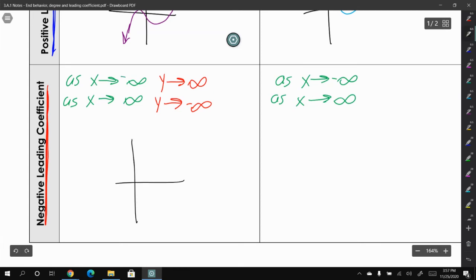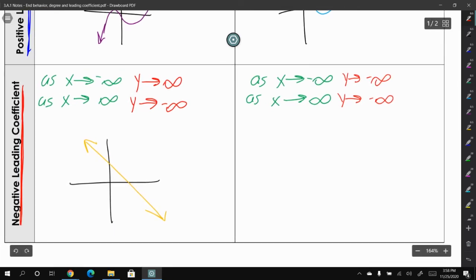So an example of that could be a line. A line has x to the first power, which is an odd degree. So all lines are odd degree functions. And then the end behavior here for a negative leading coefficient and an even degree, the ends should go in the same direction, so they're both going down.